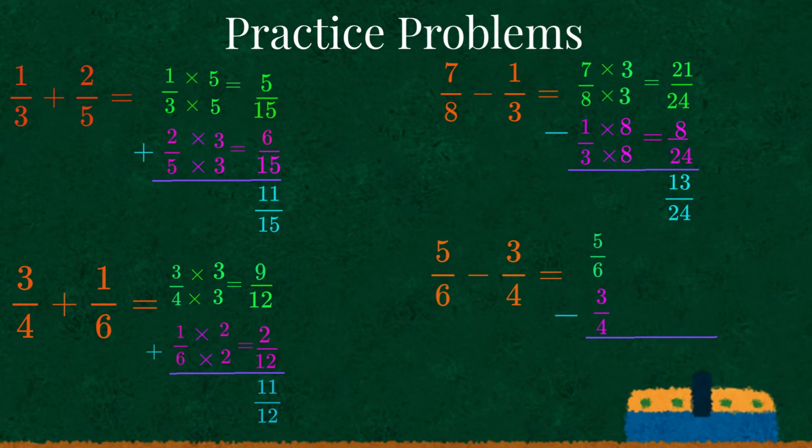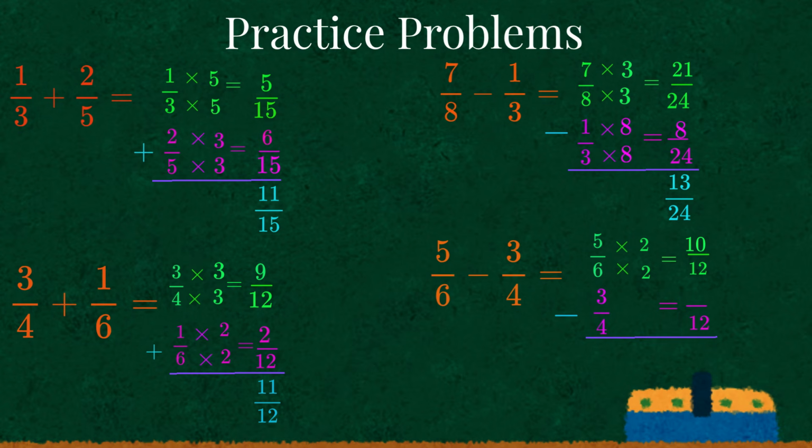The least common multiple between 6 and 4 is 12. So 6 times what number gives me 12? 6 times 2 gives me 12. So now I must multiply my numerator by 2 as well. 5 times 2 is 10. So that fraction becomes 10/12.